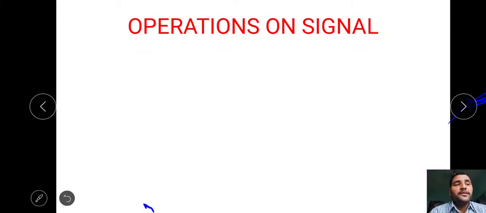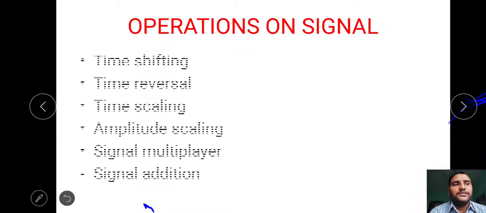Now we will see the operations on signals. Every signal has some information, and that information must be taken out. To take out that information, we have to apply some operations on it. Let's see what those operations are.